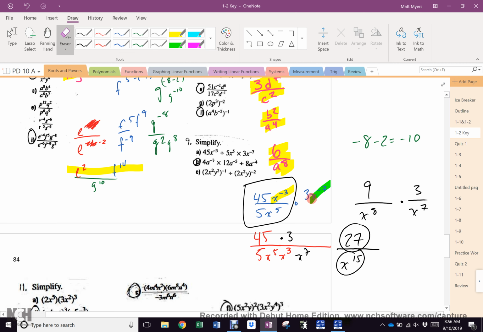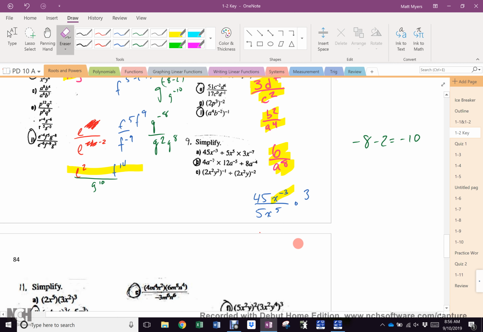Okay? Now, RJ was the other way. He wanted to go 3x to the negative 7. He wanted to deal with this first. Okay, that's what Jordy just said, right? 45 divided by 5 is 9. Negative 3 minus 5 is x to the negative 8, right? Times 3x to the negative 7, right? 9 times 3, 27. Negative 8 plus negative 7 is x to the negative 15th, right? Is negative 15 allowed? So it moves to get 27 over x to the 15th.